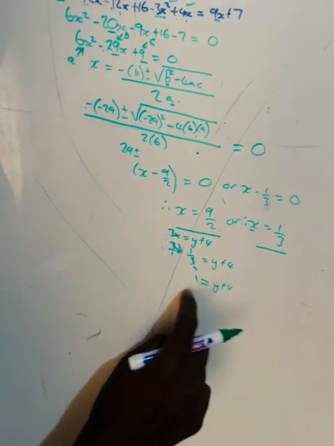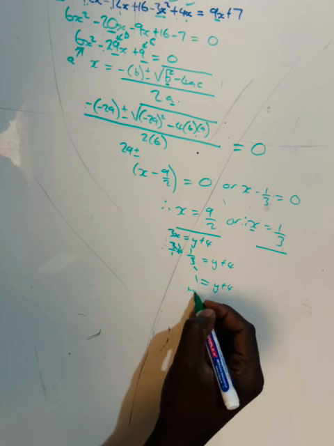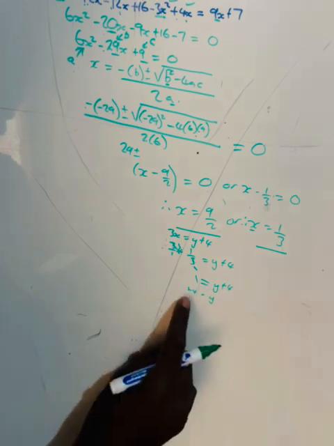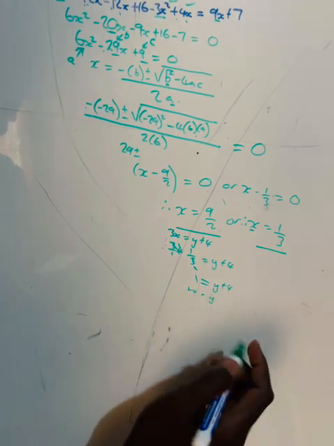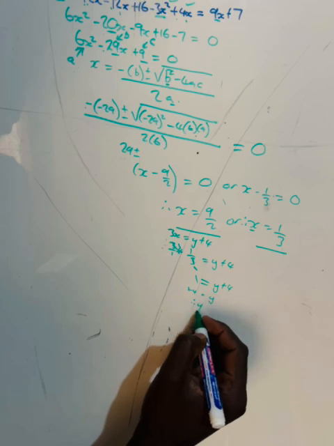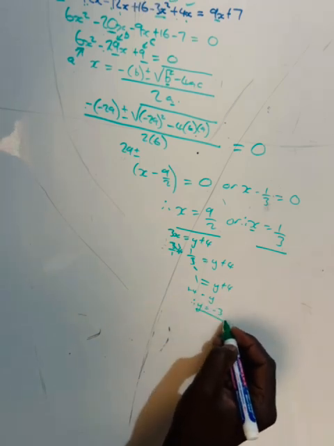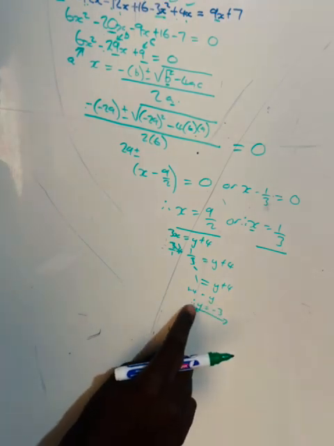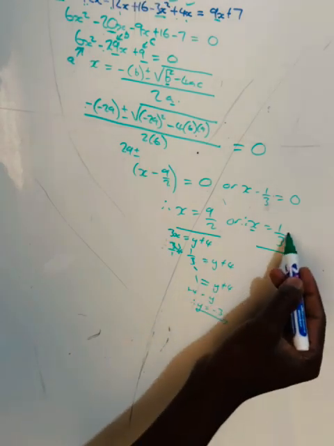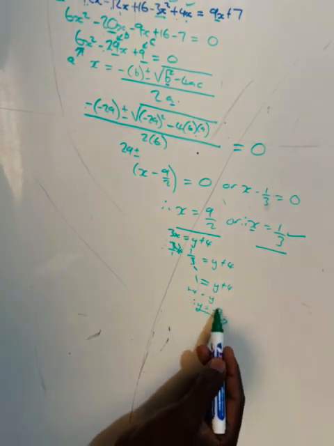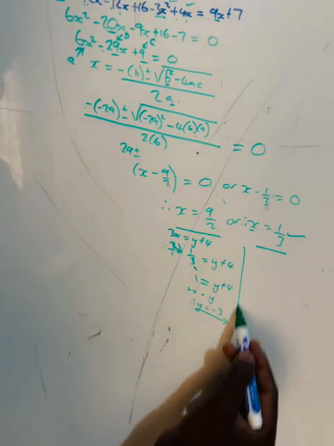Then I transpose the 4. It becomes 1 minus 4, which is equal to y. And 1 minus 4 is equal to negative 3. So I say, therefore, my y is equal to negative 3. I have found the first: when my x is equal to 1 over 3, the y is equal to negative 3. That's the first solution.